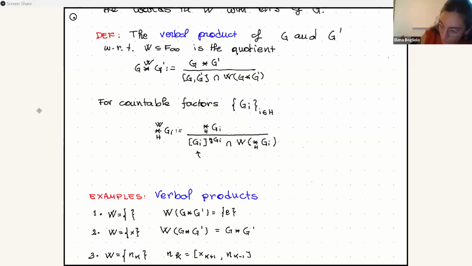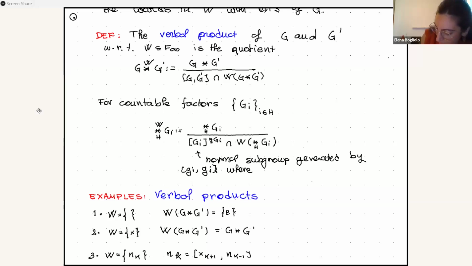In this case, the commutator subgroup among these countable groups is defined as the normal subgroup generated by the commutators g_i, g_j, where g_i is in G_i, g_j is in G_j, and i is different from j. Okay, so to have some intuition on what verbal products are, let's see some examples.